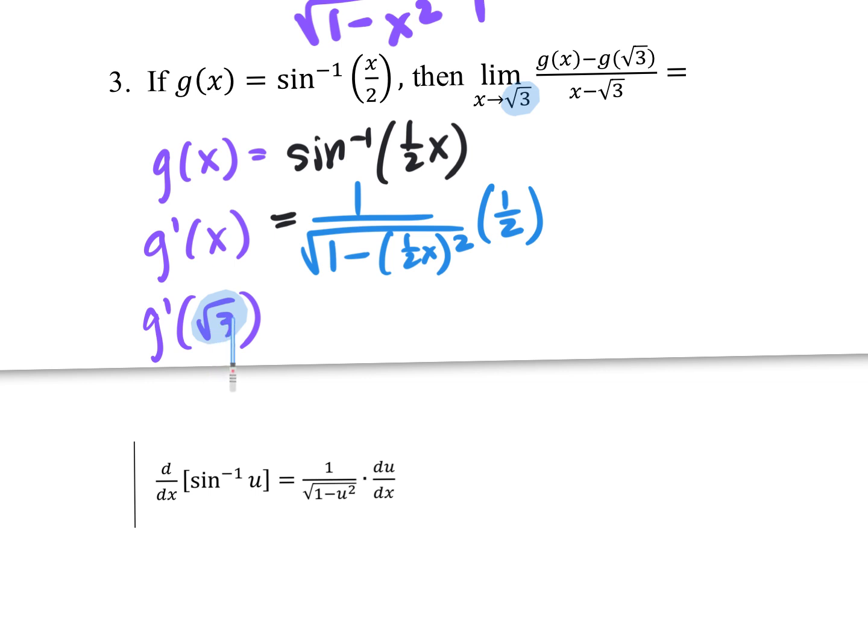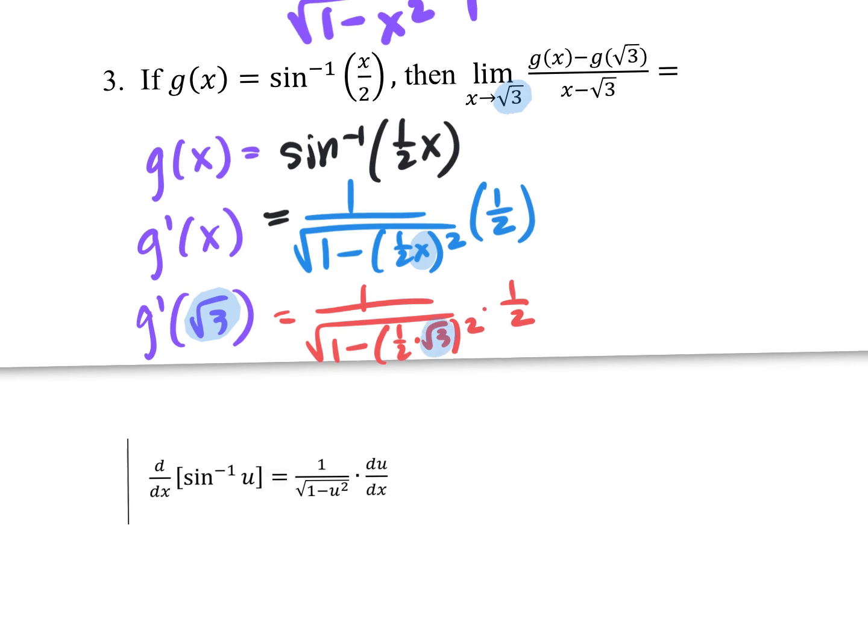I apologize. I don't think I gave us enough room for this problem. So we're going to have to do a couple iterations and start using this room off to the right. I'm going to just go plug in a root 3 in for my x. 1 minus 1/2 root 3 square it times 1/2. I just replaced my x with a root 3. That's all I did.